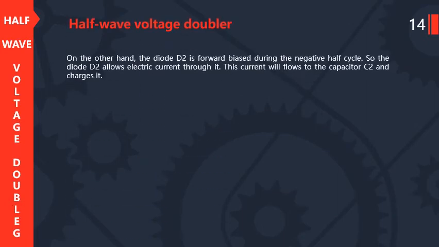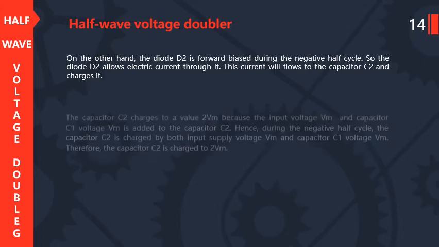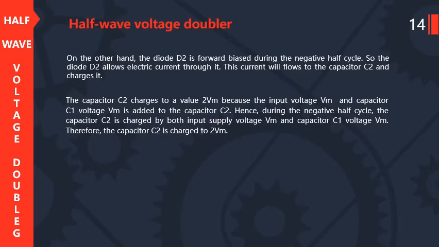On the other hand, the diode D1 is forward biased during the negative half cycle, so the diode D2 allows electric current through it. This current will flow to the capacitor C2 and charge it. The capacitor C2 charges to a value 2 Vm because the input voltage Vm and the capacitor C1 voltage Vm is added to the capacitor C2. Hence, during the negative half cycle, the capacitor C2 is charged by both input supply voltage Vm and the capacitor C1 voltage Vm. Therefore, the capacitor C2 is charged to 2 Vm.